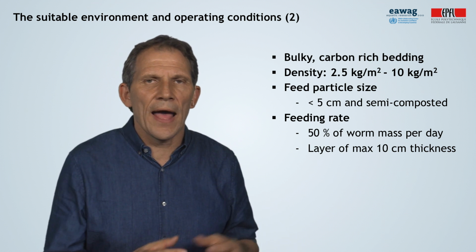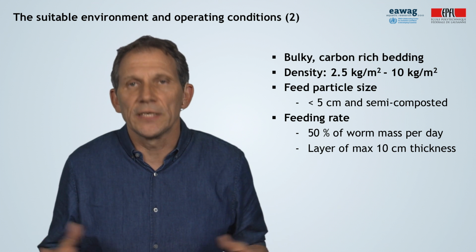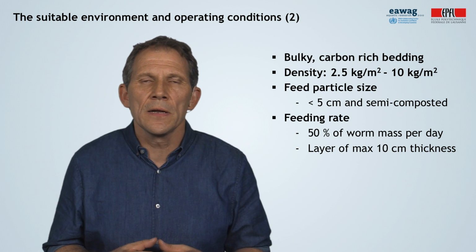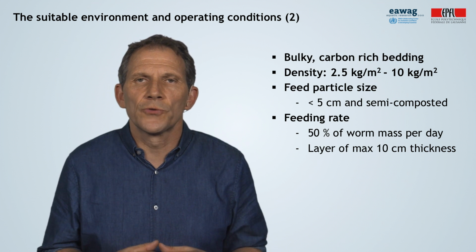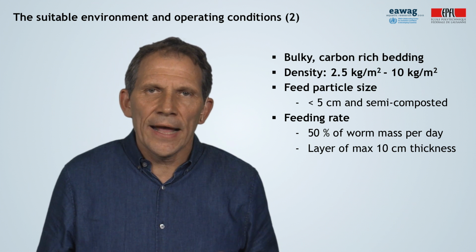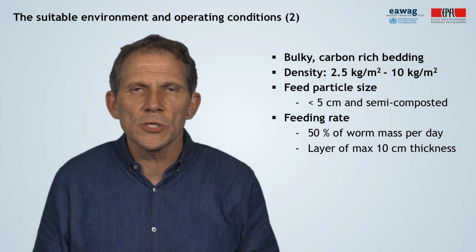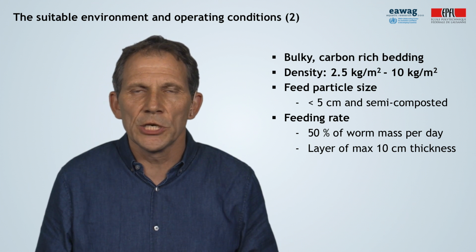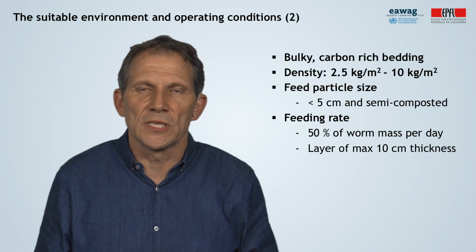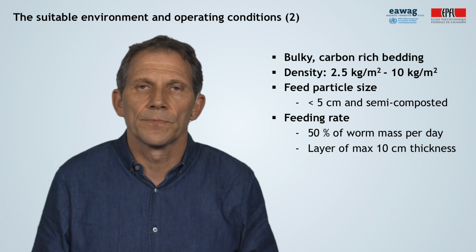Below 2.5, the worms will not reproduce as fast because they don't find each other. And above 5 to 10, there will be competition for food, so they'll be stressed out by that. It is nice to feed a particle size of smaller than 5 centimeters because they can process it easier. And often the waste is even semi-composted, so slightly degraded, so it can be fed easier to the worms.